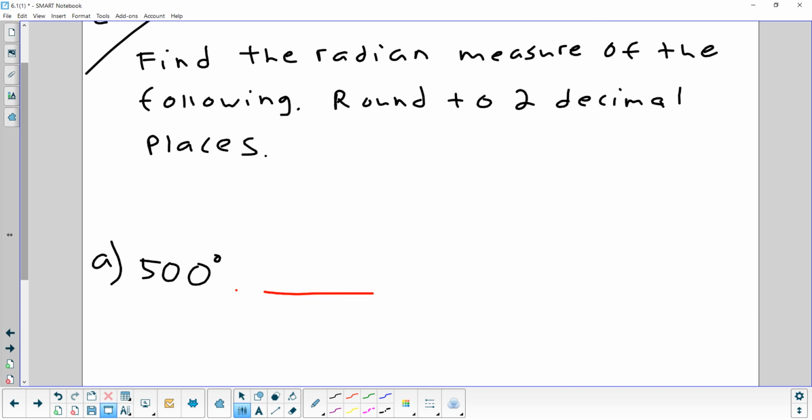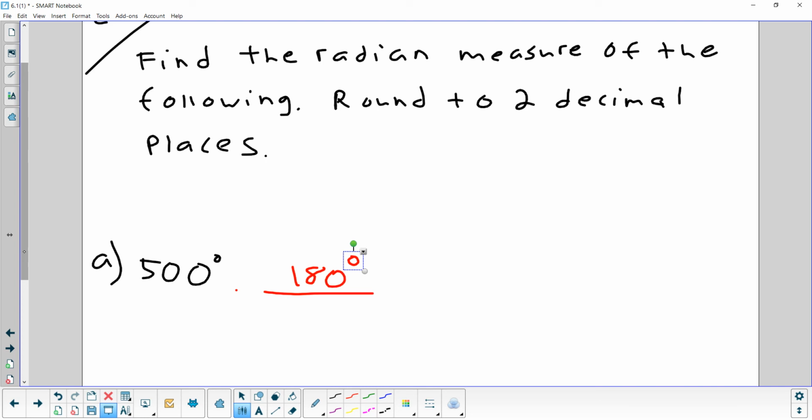Convert the degree to a radian. Casey, what number is going to go in the top? If we put the 180, what's the unit that we always put on the 180? Degrees. Now we have degrees times degrees, which would be like degrees squared. So we don't want to get degrees squared. We want the degrees to cancel out.